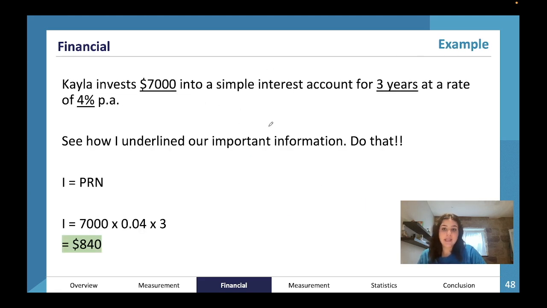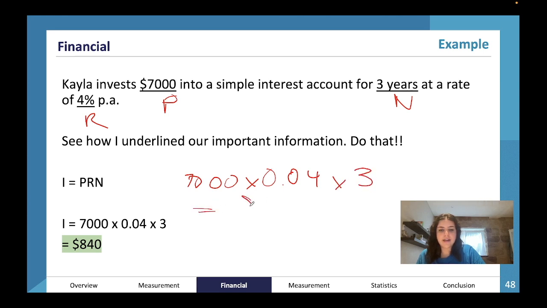So Kayla invests $7,000 into a simple interest account for 3 years at a rate of 4% per annum. We always underline our 3 pieces of information: principal, number of time periods, rate. So now we plug that into our formula. $7,000 times a rate of 4% per annum. We're going to convert our rate to a decimal. It's easier to put that in like that. 0.04 times 3 years. We then get $840 of interest. That is not the value of the investment. That's how much interest the bank has paid her.